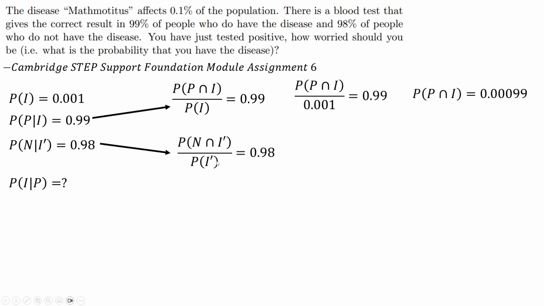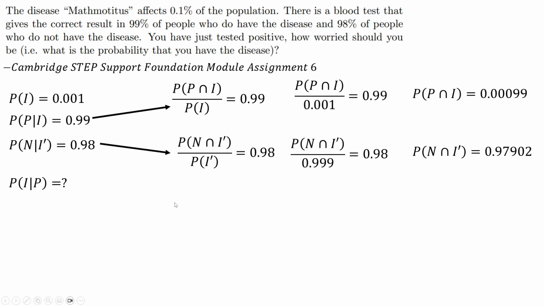Okay, now the probability of not I, well, you're either infected or you're not infected, right? So if you're infected with a probability of 0.1%, then you're not infected with a probability of 99.9%. So that's 0.999. Then we'll multiply by this on both sides to get the probability of being negative and not having it is 97.902% in decimal.